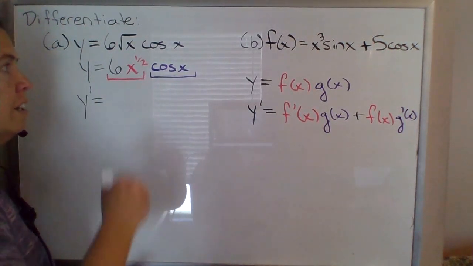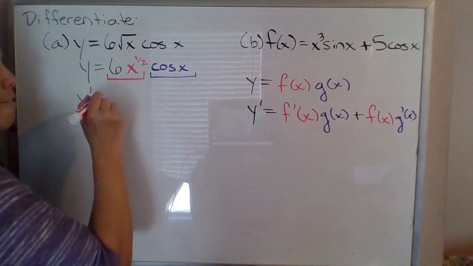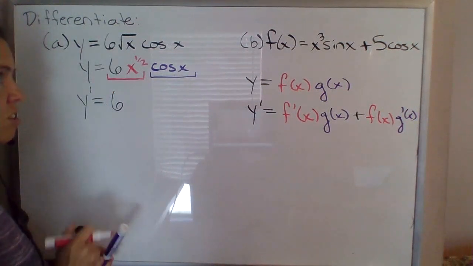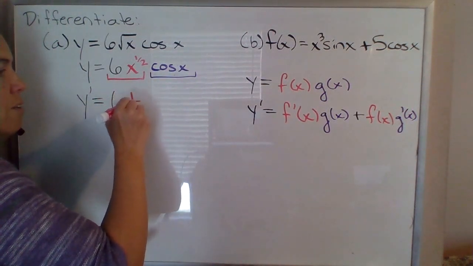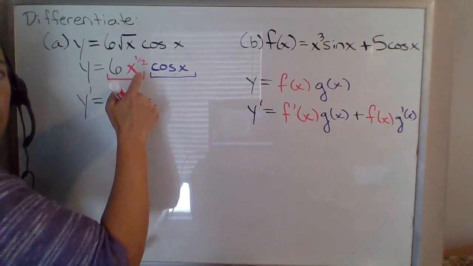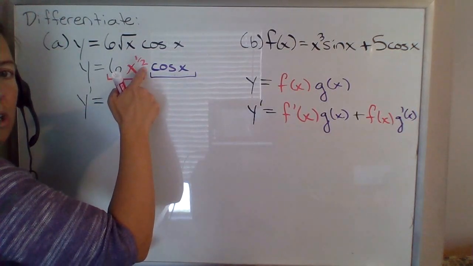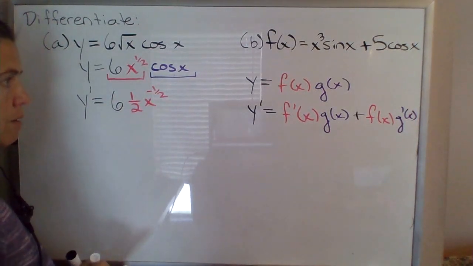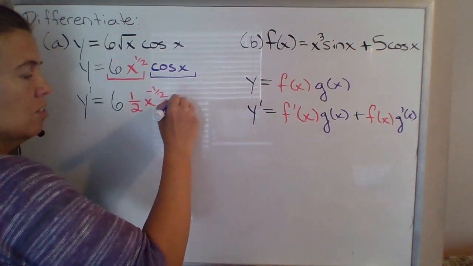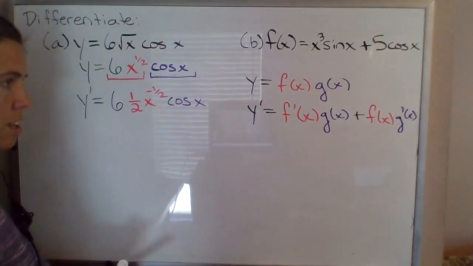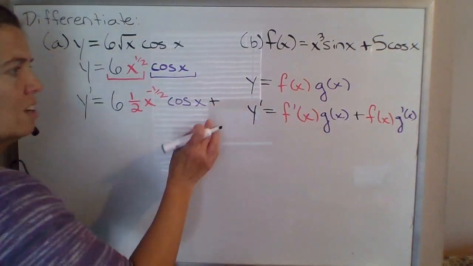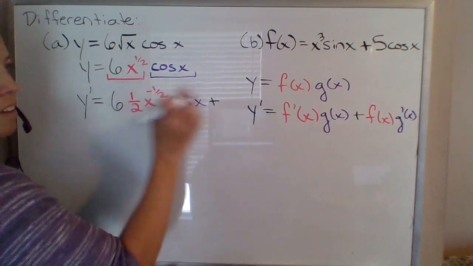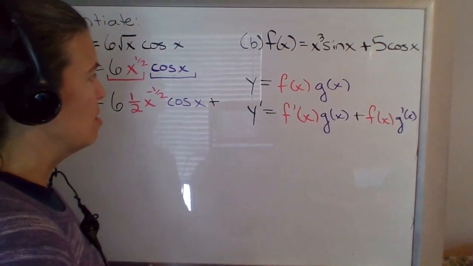So f prime, so if I differentiate 6 times x to the 1/2, 6 is just a constant coefficient, so I'm going to leave that alone. And then with the x to the 1/2, that 1/2 power comes down, and I take 1 away from the exponent. So when I subtract 1, 1/2 minus 1, that's negative 1/2. Okay. Leave the cosine x alone. And now we add to that, I'm going to erase what I have over here since I need that space. We're going to add to that, now we'll differentiate the cosine x function and leave the f of x alone, the 6 times x to the 1/2.